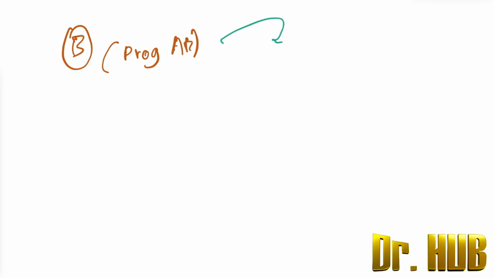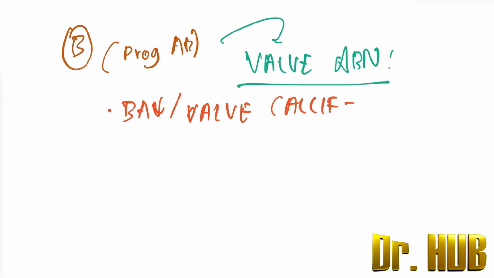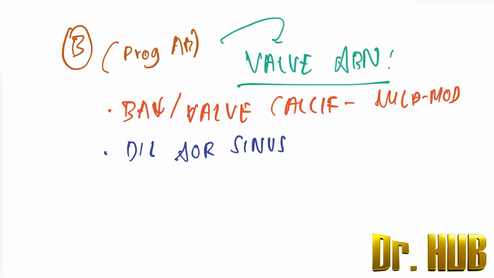And what are the valve abnormalities here? Valve abnormalities include the BAV, bicuspid aortic valve, as we know. Then it also includes valve calcification, which is mild to moderate. Then comes the dilated aortic sinus, rheumatic heart valve disease, as well as the IE, that is infective endocarditis.